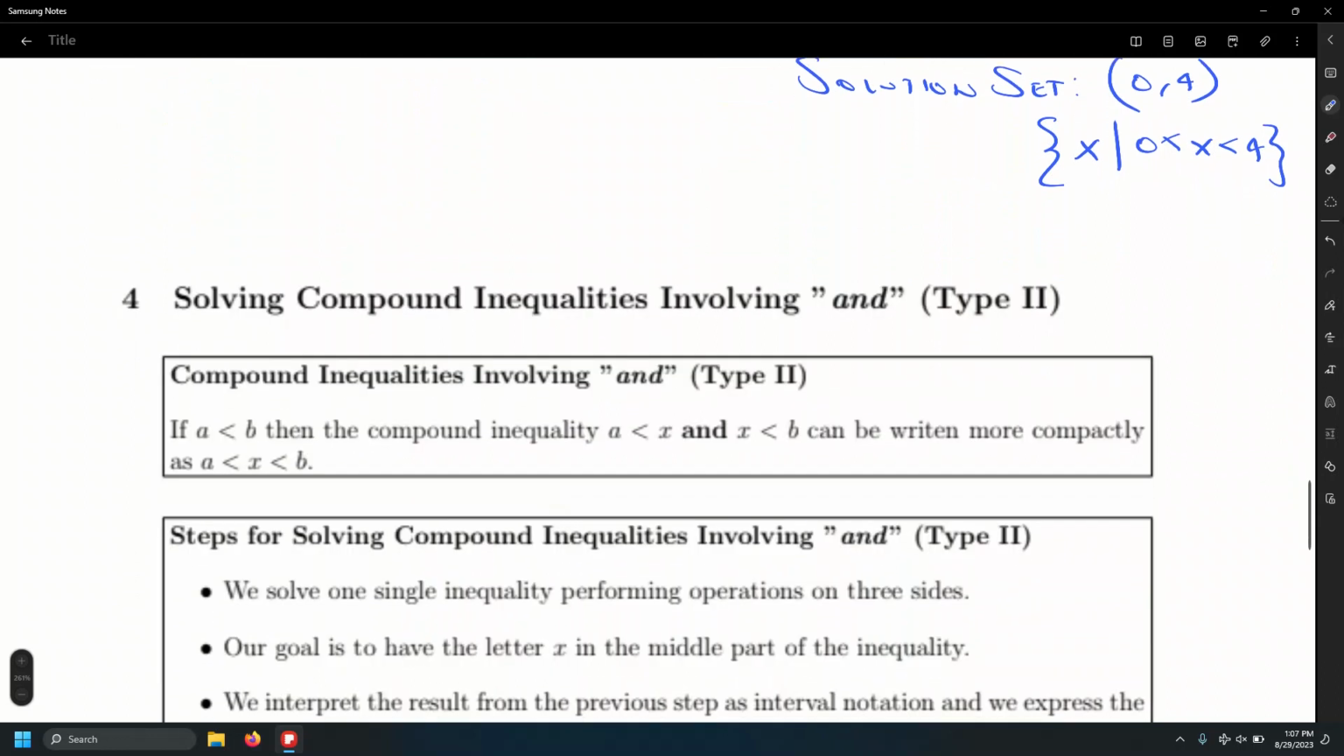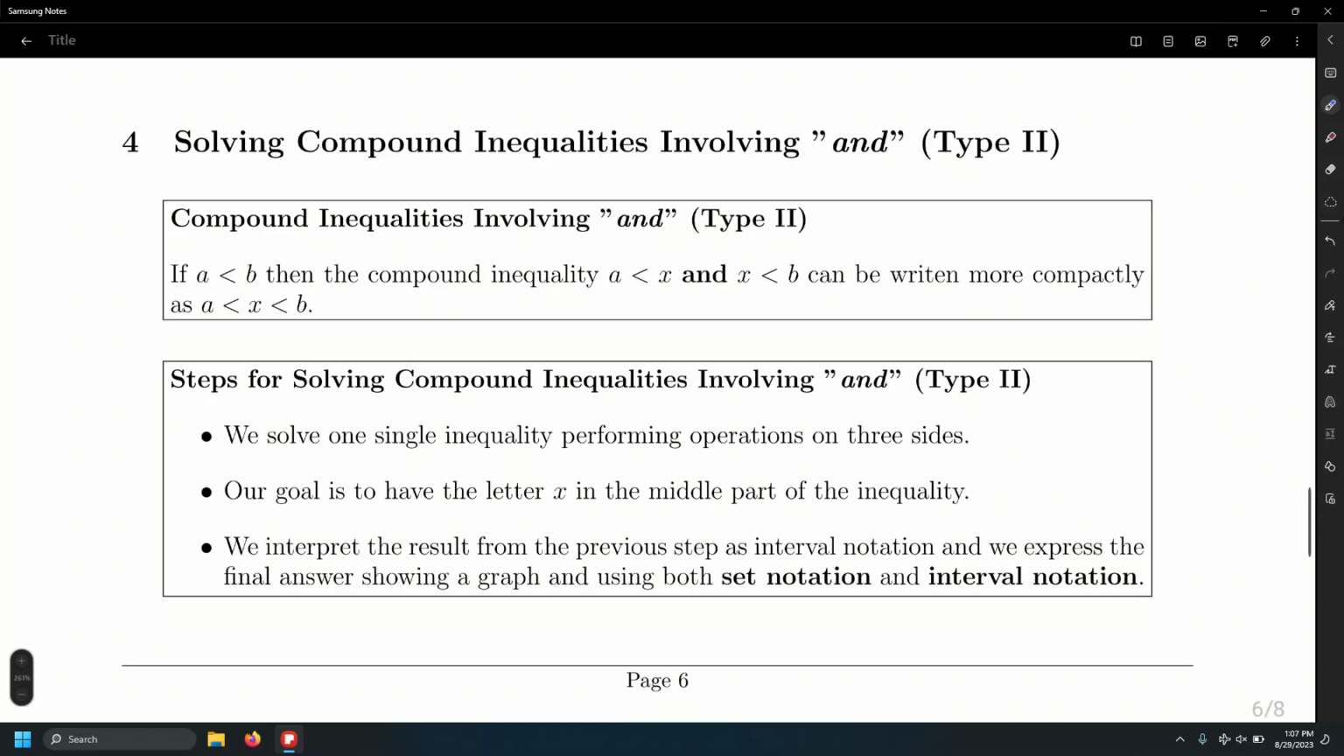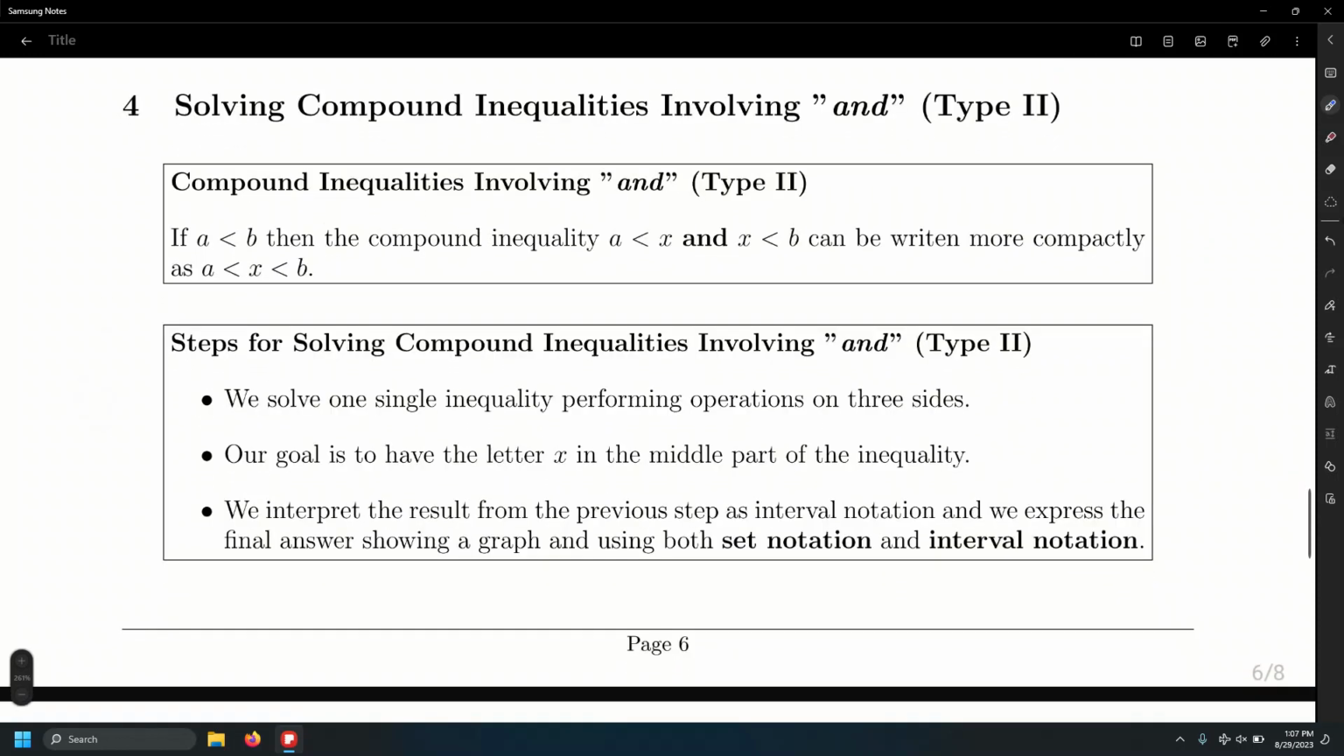Now let's look at another kind of inequality involving the word "and". We usually call it the intersection type 2.